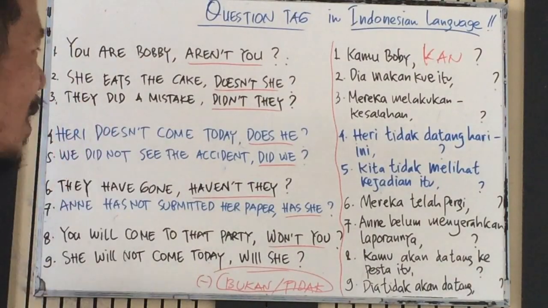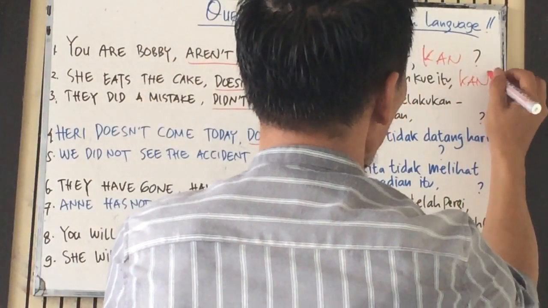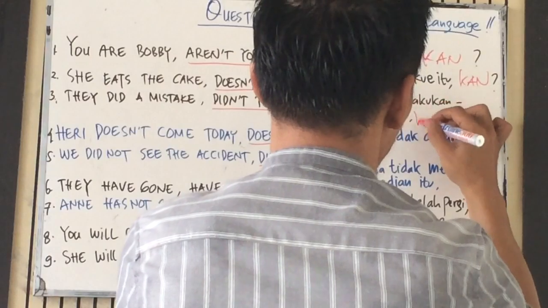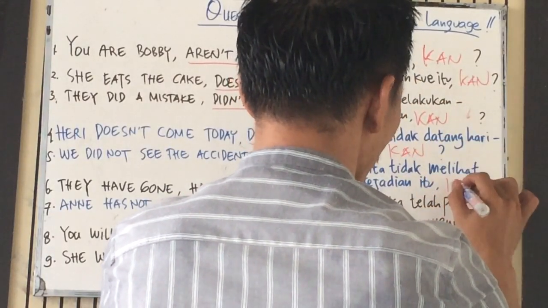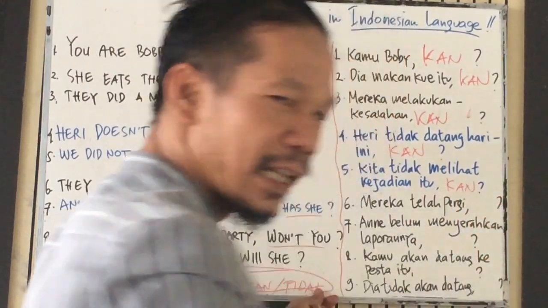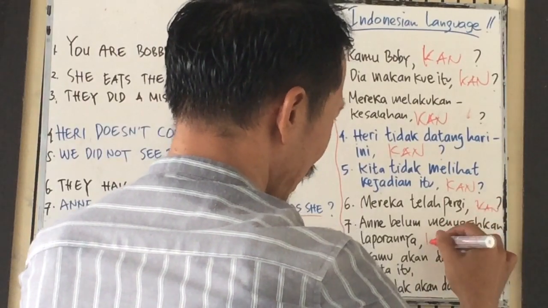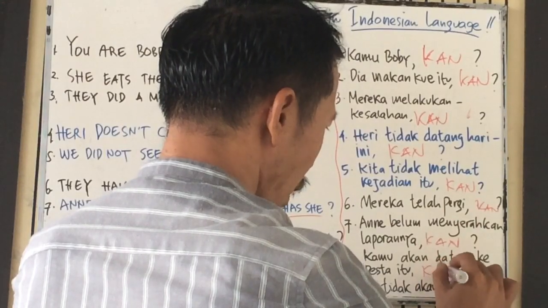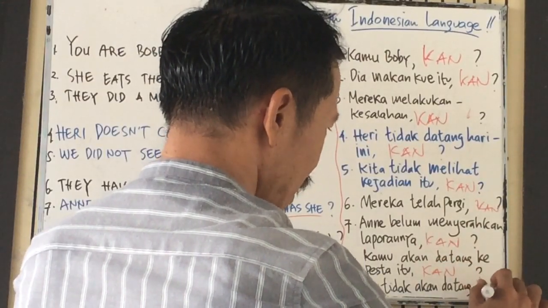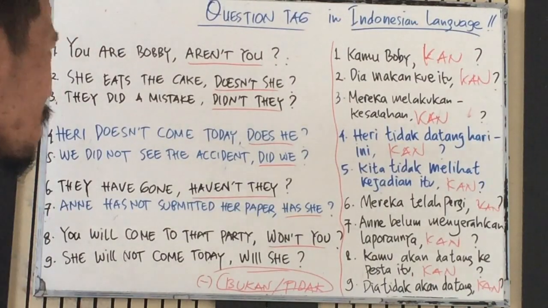Okay, number 2, she eats the cake, doesn't she? Dia makan kue itu kan? Yes. So we only use kan at the end of the sentence. So that's very easy if we translate English question tags into Bahasa Indonesia or the Indonesian language. So we only need the particle or suffix kan, which we add at the end of the question tag sentences.